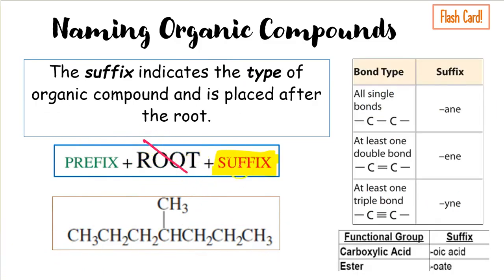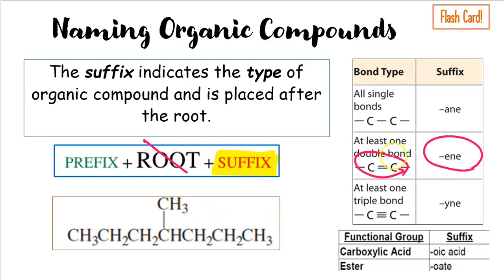So we talked about the root. The next part is going to be the suffix, okay? The suffix indicates the type of organic compound or a key functional group that that molecule possesses. So if you have a double bond, then your suffix will be the ending ene, and we'll talk about that in the future, okay?